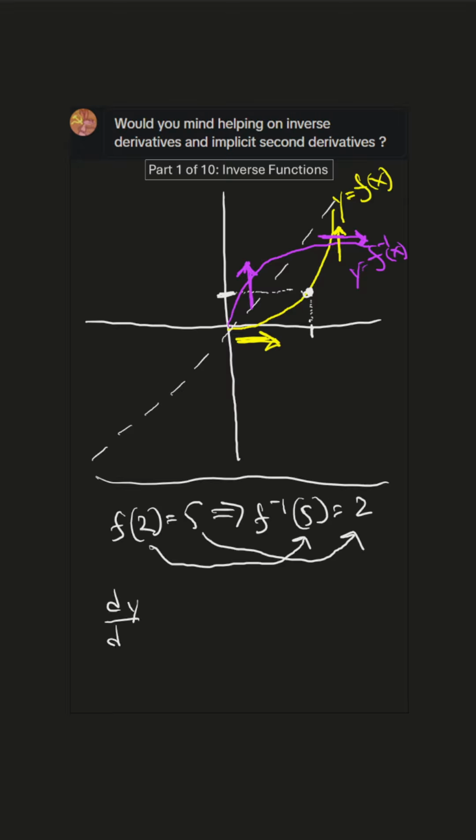So dy/dx, the derivative of y with respect to x, equals f prime of x, which implies the derivative of x with respect to y is the reciprocal, 1 over f prime of x, because the slopes are swapped.